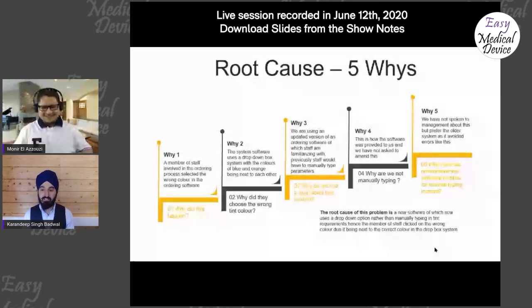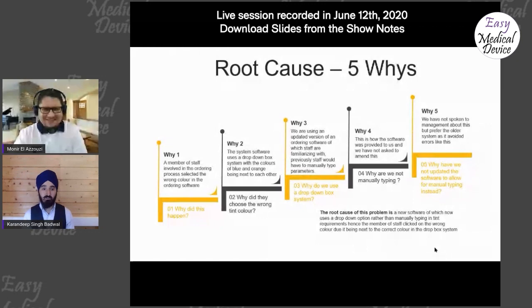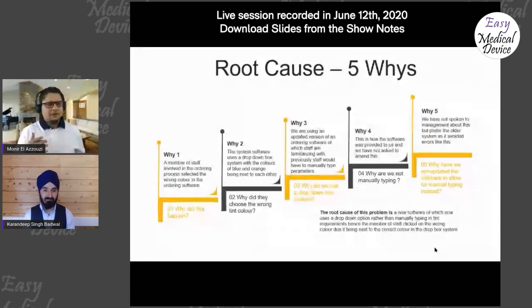So the root cause of this problem is the new software, which now uses the drop-down option rather than what was previously manually typed, as we've done in the past. It seems that the member of staff accidentally clicked on the wrong drop-down option, even though they had the right intention. So the root cause here is this new version of the software. Okay, so here is an example of how you use that. But as Karandip said, you can maybe stop at the 3rd why, or you can go to 6, 7, 8, etc. But the objective is really to do a deep dive on the problem.